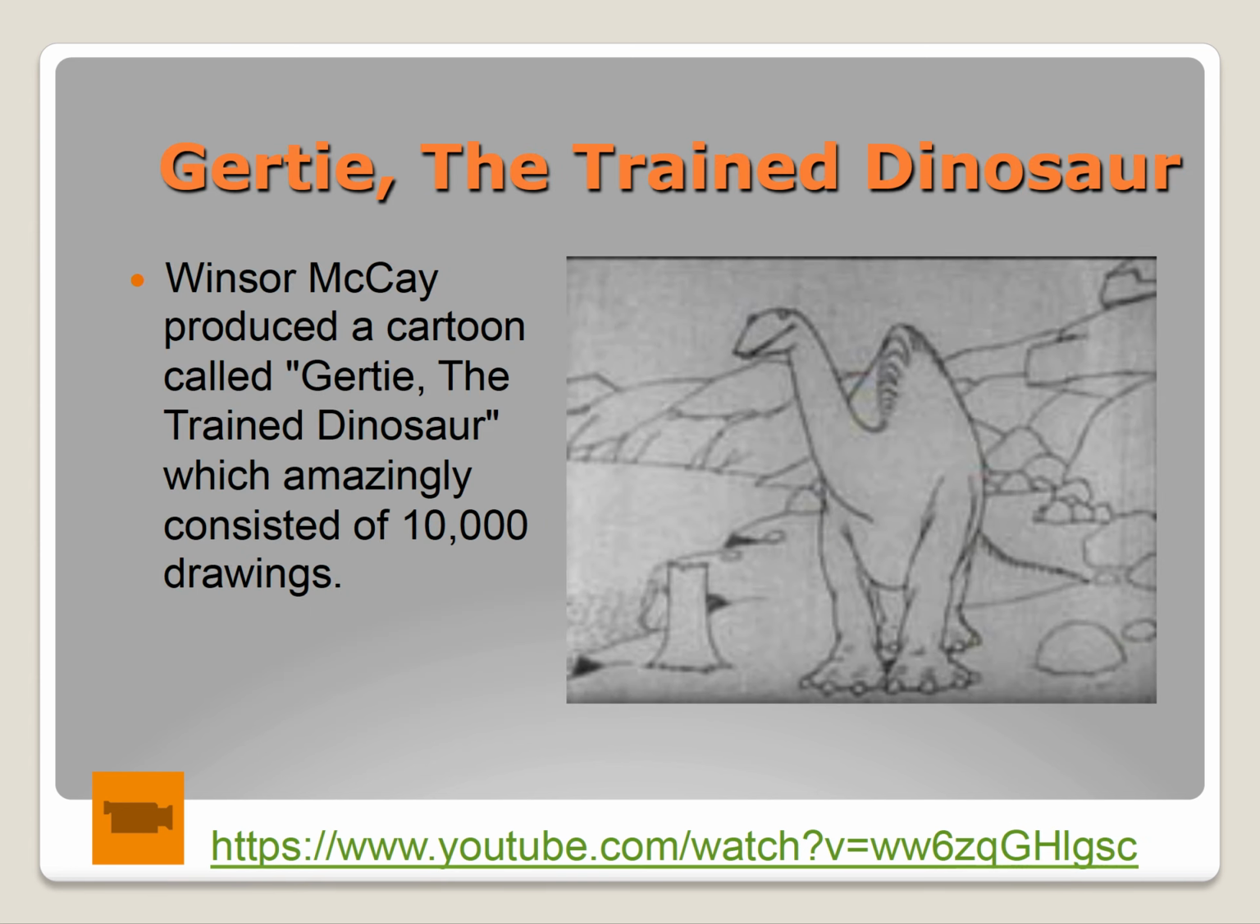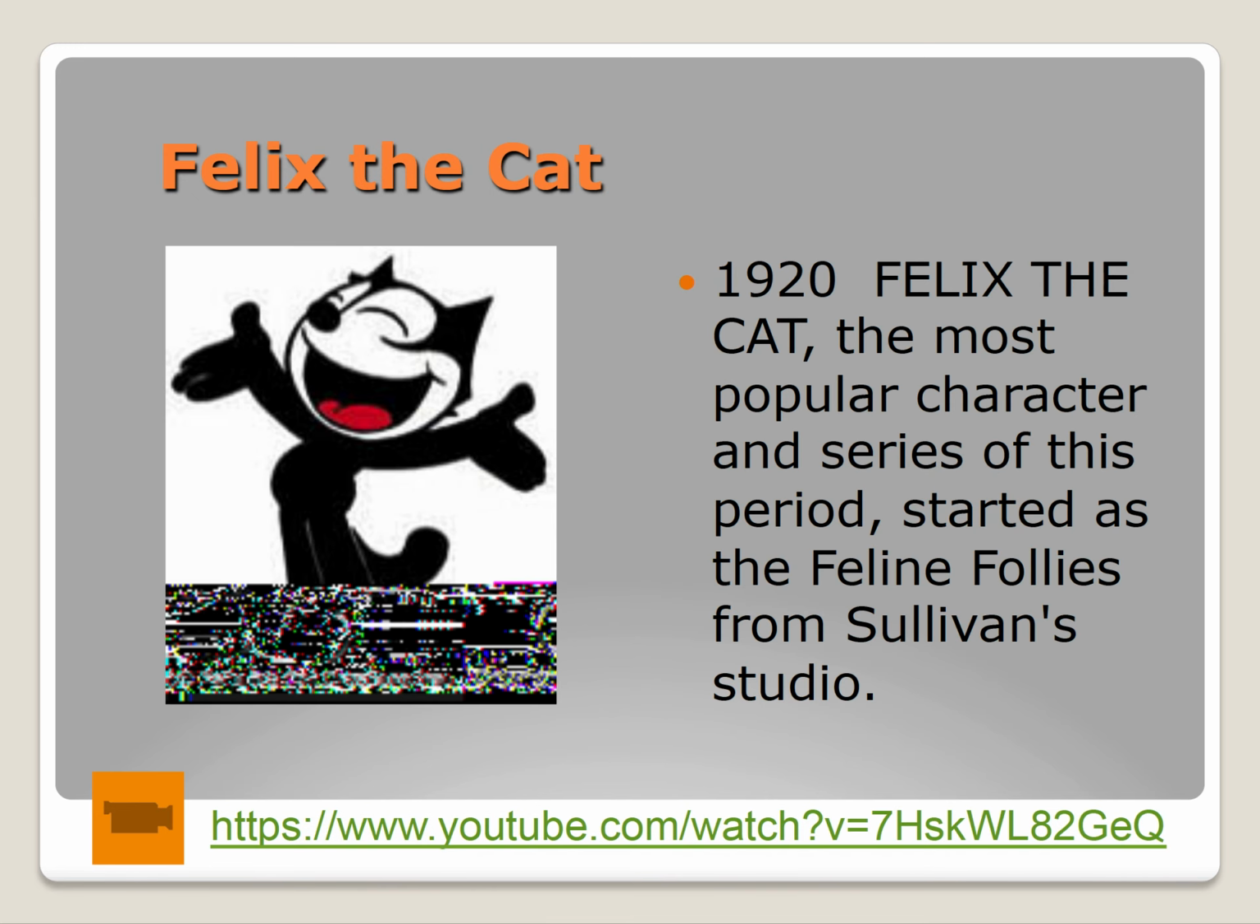So Winsor McCay produced a cartoon called Gertie the Train Dinosaur out of 10,000 drawings. And if you click on that link, you can see it's cute. He drew all these by hand. And you will see in this very primitive animation a lot of the things that worked, but it also was very rough, and there were things that needed to be worked out. And so what started to happen is, as we move forward in animation, those problems started to get fixed.